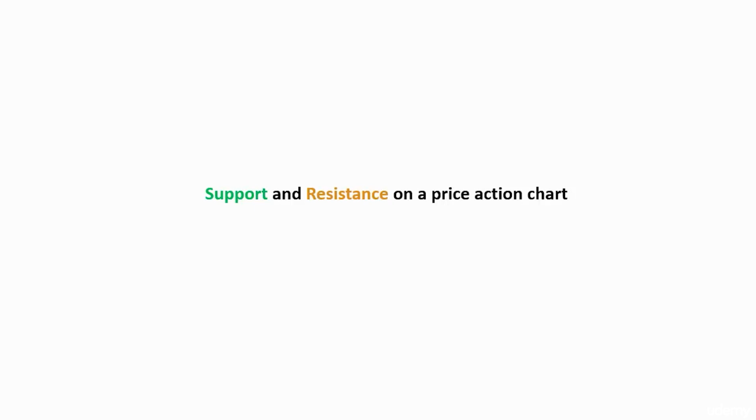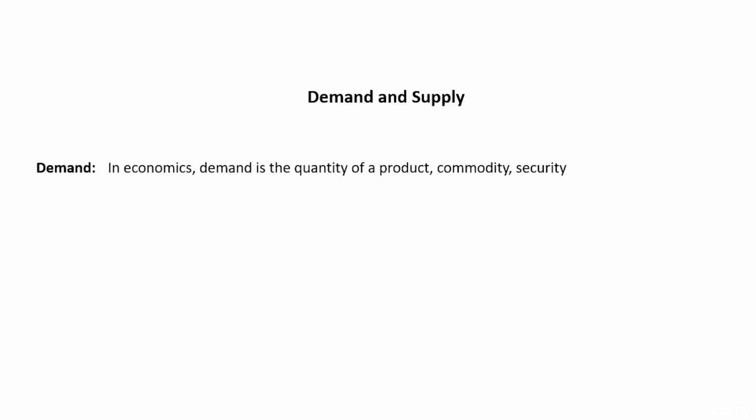So in this lecture, I will give you a brief explanation about understanding demand and supply on a price action chart. Let's discuss what demand and supply really mean, which are the main forces that move the market. Demand in economics is the quantity of a product, commodity, security or a service that people are willing to buy at a certain price. For example, when you want to buy a jar of milk for $5, then you have created a demand for milk to be sold at the price of $5.